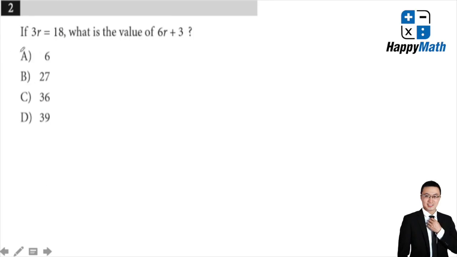Question 2. 3r equals 6 equals 18. What is 6r plus 3? From here you can easily get 6 times 6, 36, plus 3, and easily find D.